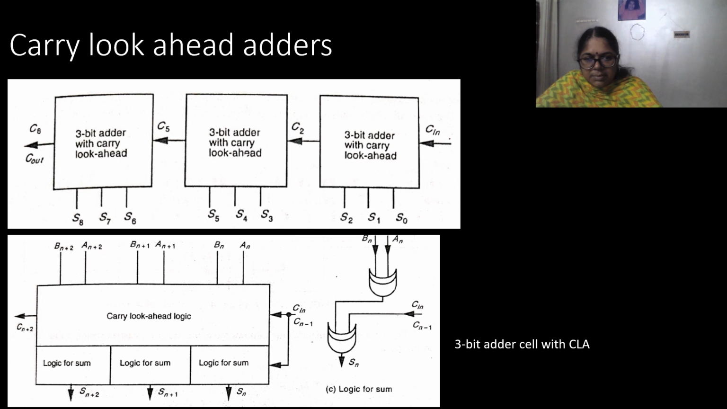So if it is a 3-bit carry look ahead adder, then for the first 3-bit carry look ahead adder, A0 B0, A1 B1 and A2 B2 would be given as the inputs, and Cin would be the carry input. So C0, C1, C2 are generated, and C2 is the carry output of this particular block. S0, S1, S2 would be the sum bits which have been generated.